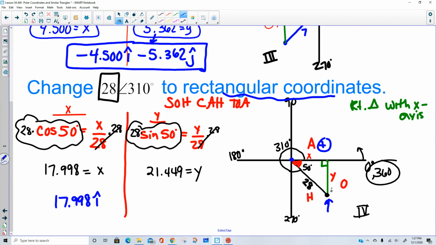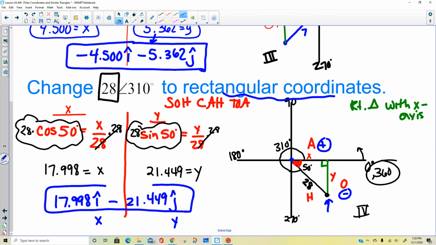I go down. Okay, I know the length of that side is 21 point something, but I have to tell that person who wants to get there to go down. Down on the grid is negative, so I say minus, and then whatever y is, 21.449, what? J hat. Remember, x is i hat, y is j hat. They go in alphabetical order, right? X is followed by Y, just like I is followed by J in the alphabet.